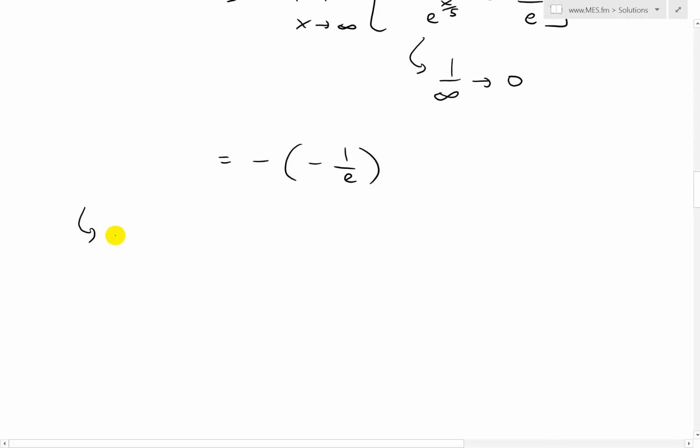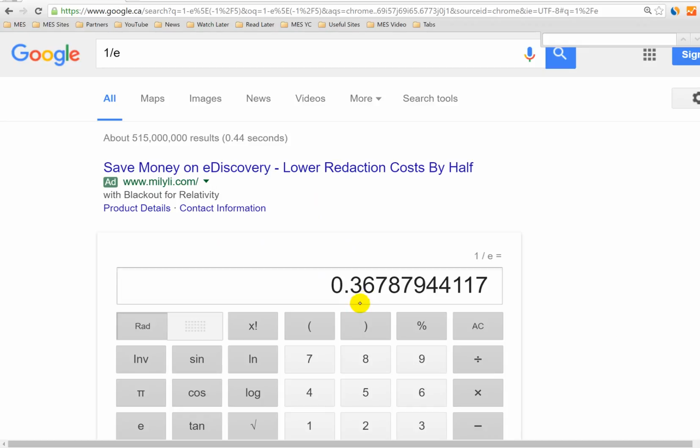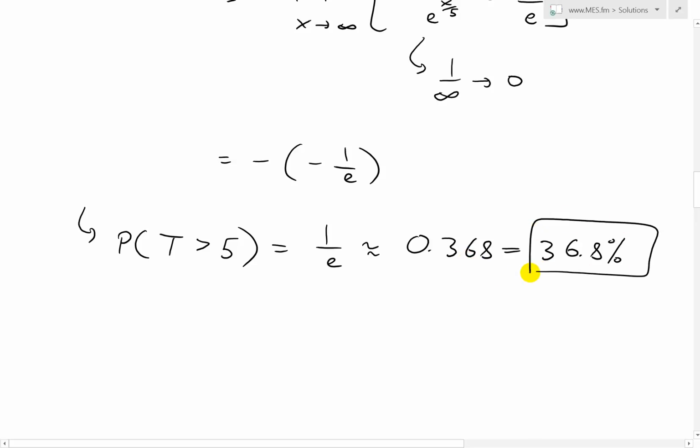So put this all together, we have the probability that we wait longer than 5 minutes is equal to positive 1 over e. And here I'm just plugging in the calculator. 1 over e is roughly 0.3678. I'll just round this up to 0.368. So this roughly equals, when you round it up, 0.368, which is equal to, as a percentage, 36.8, times by 100. I move the decimal place twice to the right. So yeah, that's 36.8%, or roughly 37%.